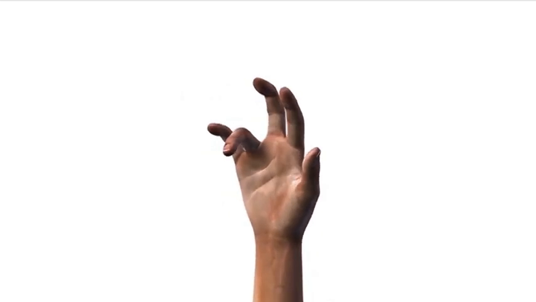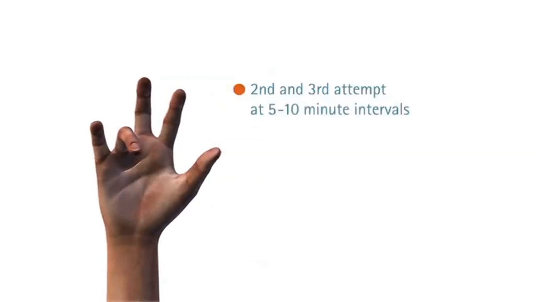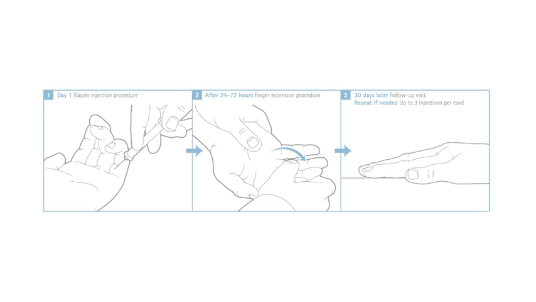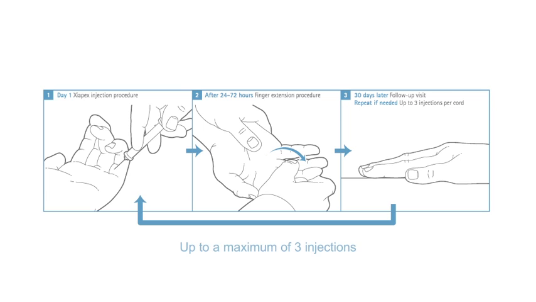If the first finger extension procedure does not successfully rupture the cord, a second and third attempt can be made at 5 to 10 minute intervals, as required when the patient is ready. No more than 3 finger extension procedures per cord should be attempted during the follow-up visit. If the cord has not ruptured after 3 attempts, a subsequent clinic visit should be scheduled approximately 4 weeks later for a further treatment with Xiapex. In total, each cord causing the contracture can receive up to a maximum of 3 cycles, each at 4-week intervals.